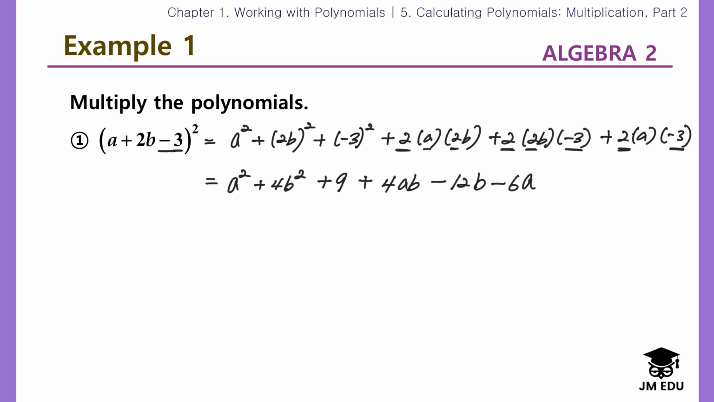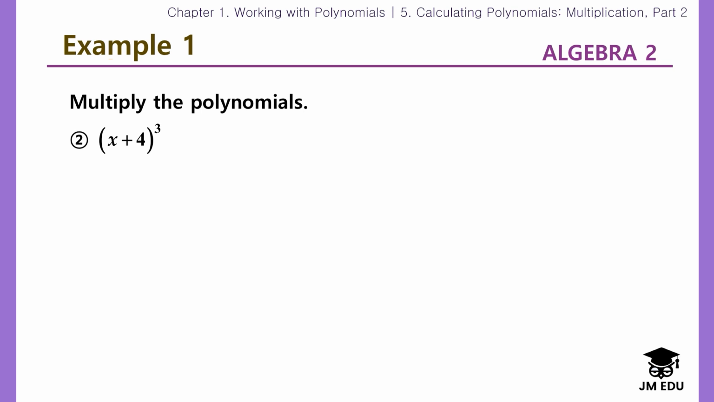So we're going to rewrite this in alphabetical order, standard form, right? So we have a squared plus 4ab plus 4b squared. These 3 terms have degree 2. Next, degree 1, we have minus 6a, minus 12b, right? So minus 6a minus 12b. Now, the constant, 9.